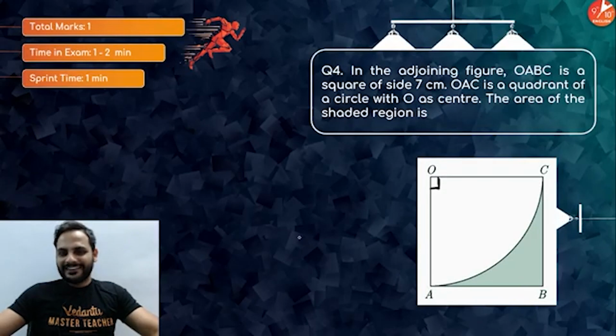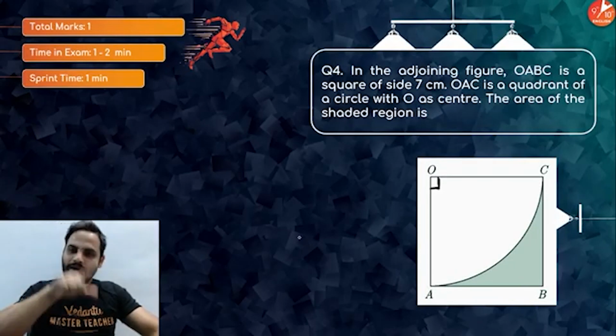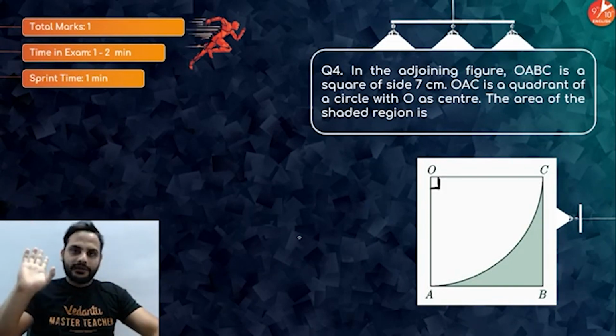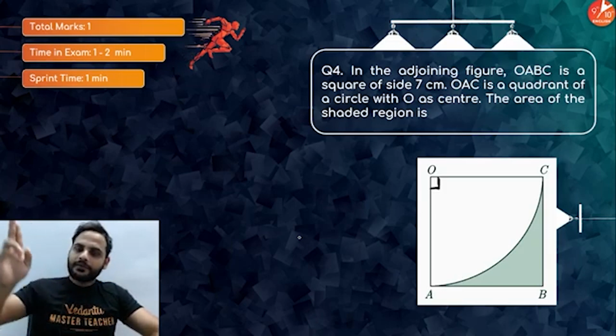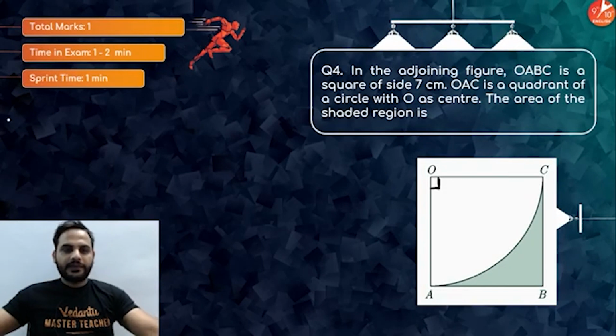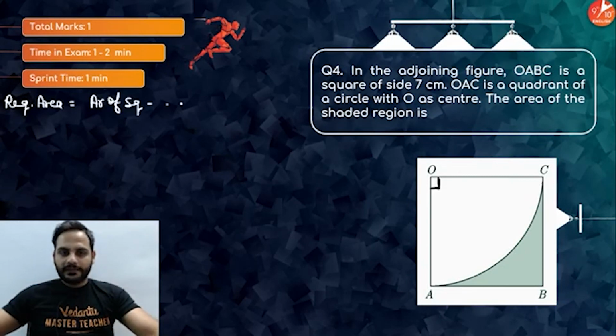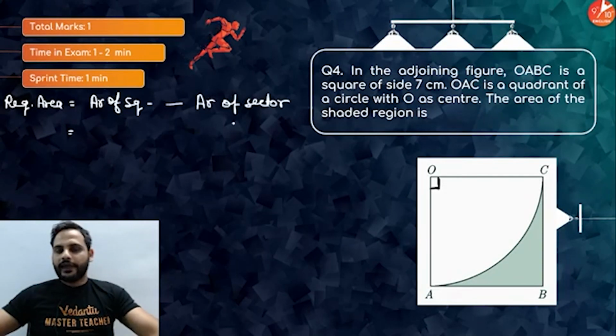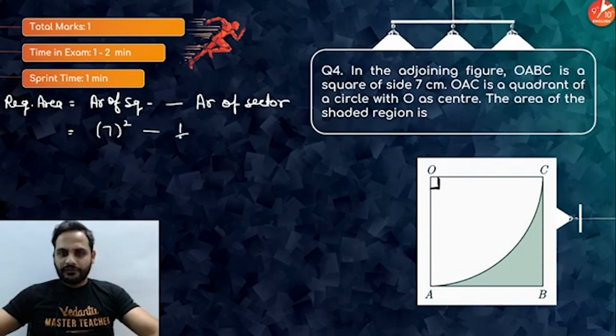तो यार देखो, I can say if I cut this quadrant out from this square, I'll be left with the remaining area. So the required area will be the area of the square minus the area of the sector or the quadrant. Area of square is 7 square, side is 7 centimeters, so 7 square minus the area of the quadrant, 90 by 360, which is 1 by 4 times pi r square.